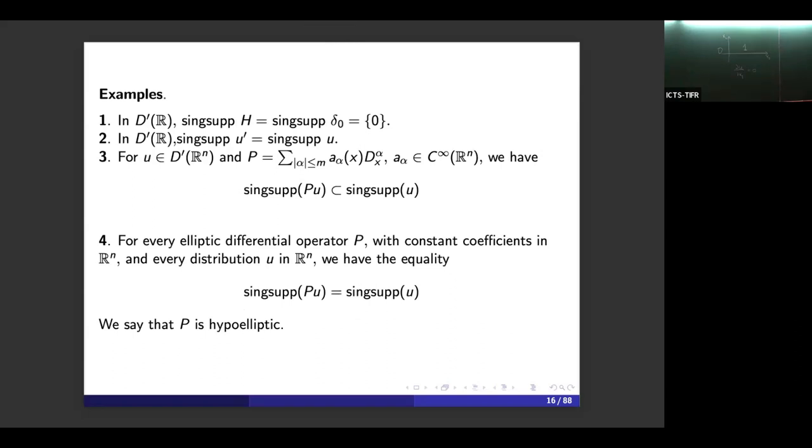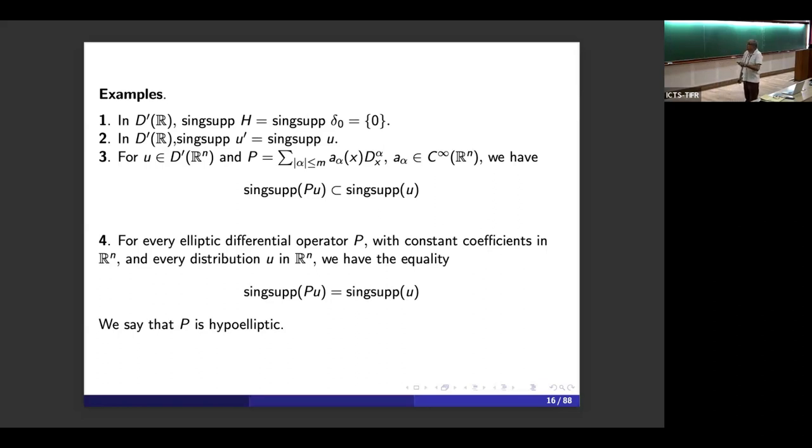Other examples on R: the singular support of the Heaviside function, or of the Dirac mass at zero, is exactly equal to the single point zero. The singular support of a derivative of U is contained in the singular support of U, because you can integrate. If P is a differential operator with smooth coefficients, the singular support of PU is contained in the singular support of U. All these facts are trivial.